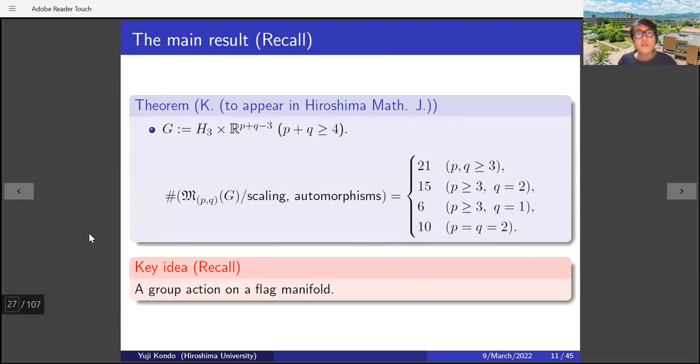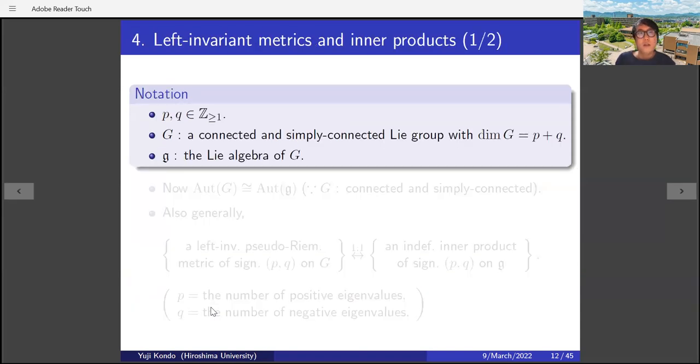So using the notation of coset spaces, we can summarize the main result like this. And the key idea is a group action on a flag manifold. In this talk, we are going to consider a classification of inner products instead of a classification of left-invariant metrics. So I will explain the correspondence between left-invariant metrics and inner products.